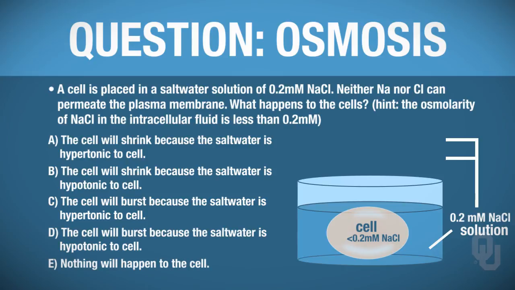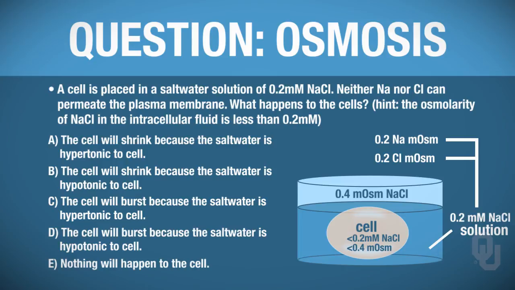So sodium chloride will disassociate in water. And when it disassociates in water, you get 0.2 sodium. You get 0.2 of chloride ions. So that means we're going to have 0.4 milliosmoles of sodium chloride. Now, inside the cell, that means we're going to have less than 0.4 milliosmoles, right, of sodium chloride.